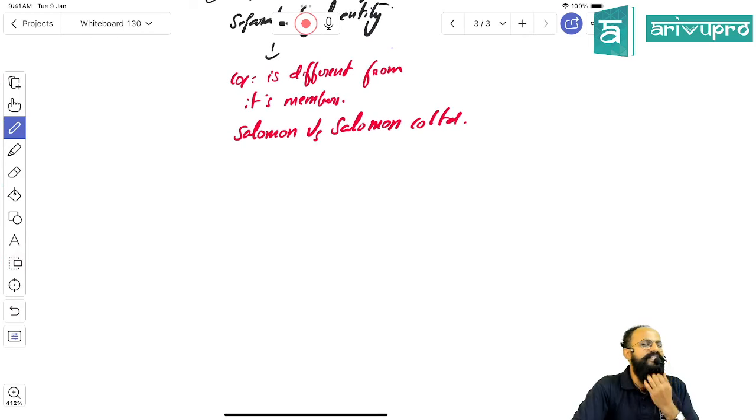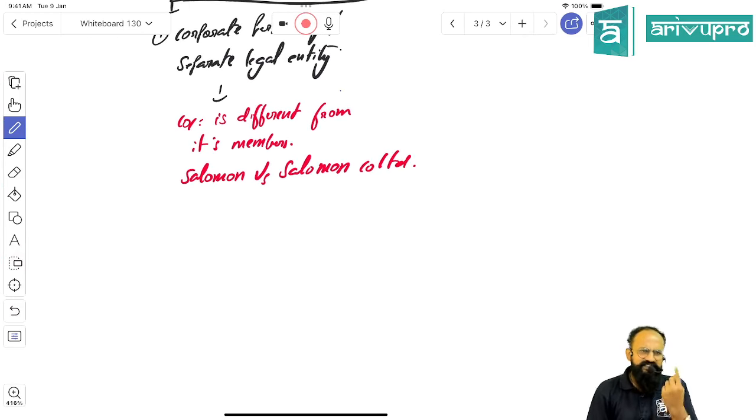So what happened in Salomon versus Salomon? The first nature of a company, as you all rightly said, is that it is a separate legal entity. What do you mean by separate legal entity? That means the shareholders are different and the company is different. Now what do you mean by that?